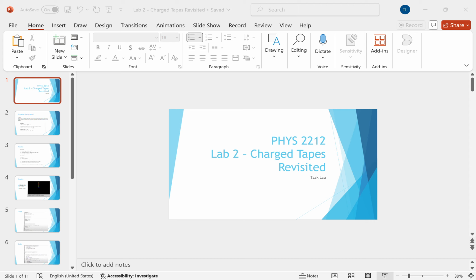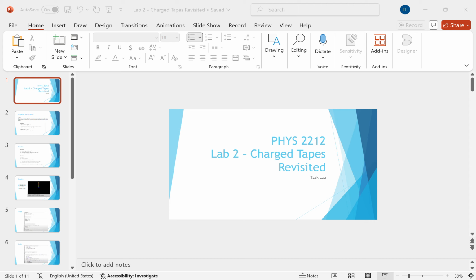Purpose and background. The purpose of this lab is to expand upon the findings of the first charge tapes experiment by using a computational model in GlowScript. This model divides the tape into small segments and treats each of these segments as point charges. By doing so, we can more accurately model the distribution of charges along the tape.